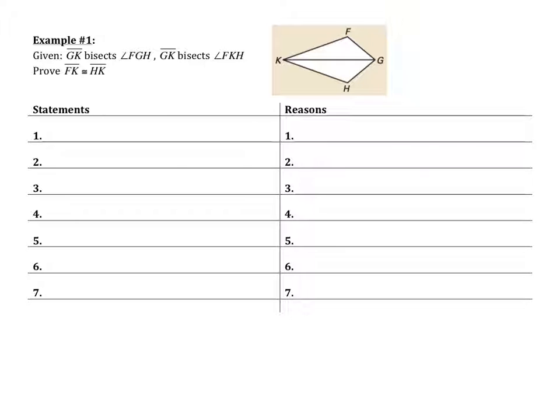Segment GK bisects angle FGH and segment GK bisects angle FKH. We are supposed to prove that segment FK is congruent to segment HK. So what we're going to first do, again, we're going to use CPCTC to prove that these two corresponding parts are congruent. So first, I need to prove that these two triangles are congruent. So let's start with our givens.